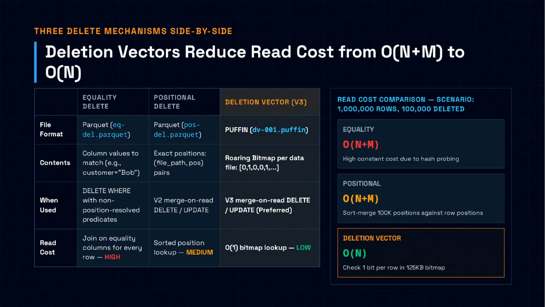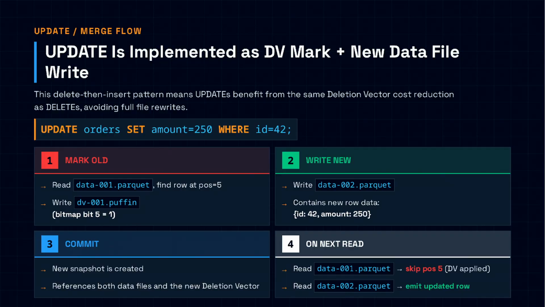In terms of big O of n comparisons, equality deletes and positional deletes are the primary two mechanisms, as I said, in Iceberg V2, and those were of the order of big O of n plus m. In V3, we only have big O of n due to the big O of 1 lookup in the bitmap. So it's very cheap to do deletes.